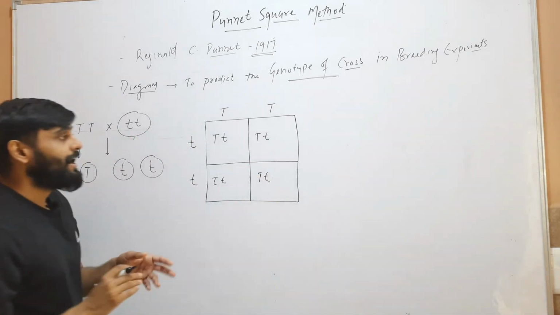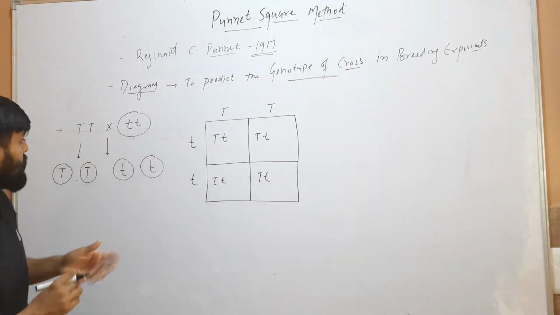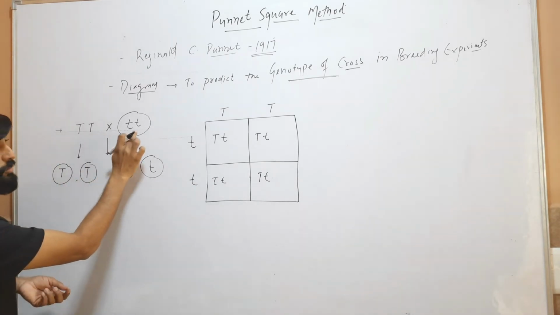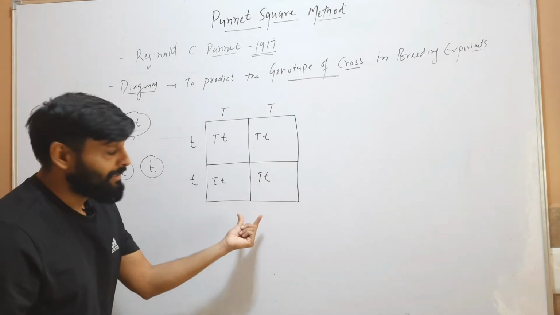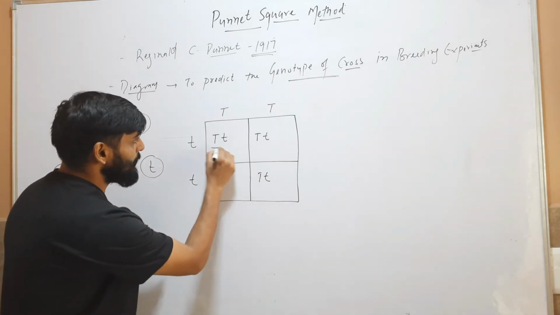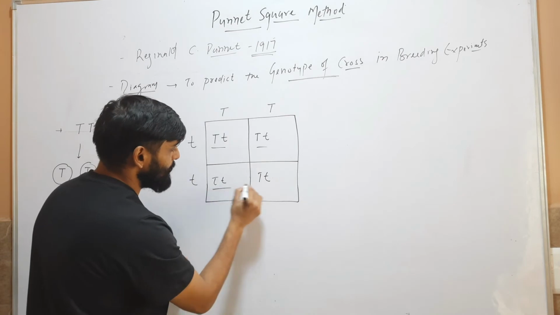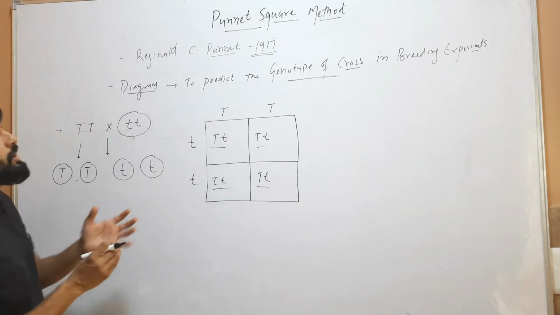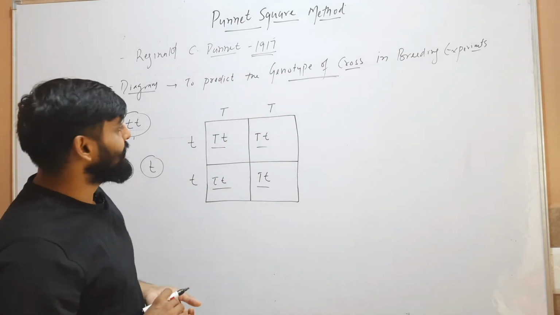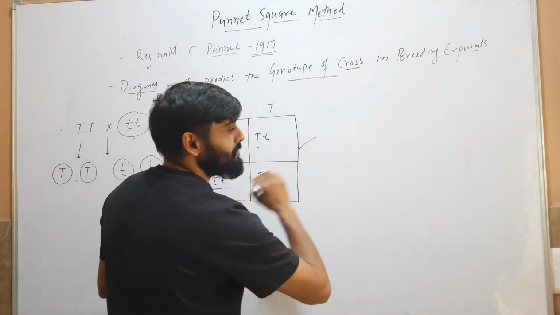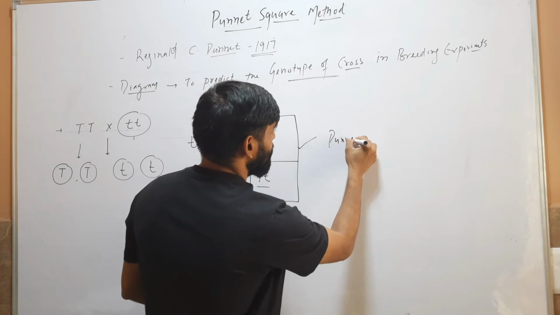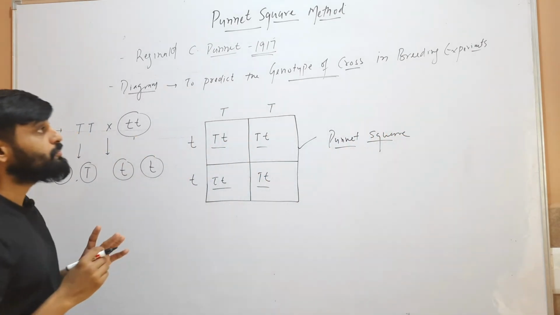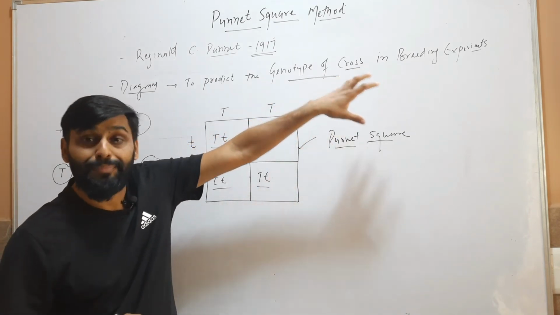So now I have the genotype of the cross. So this is a cross between capital T, small t and small t. Now I have the genotypes of the cross. So this is capital T small t, capital T small t, capital T small t. So this type of diagram, which is used to predict the genotype of crosses in breeding experiments, is called a Punnett square. So this is a diagram to predict the genotype of crosses in a breeding experiment.